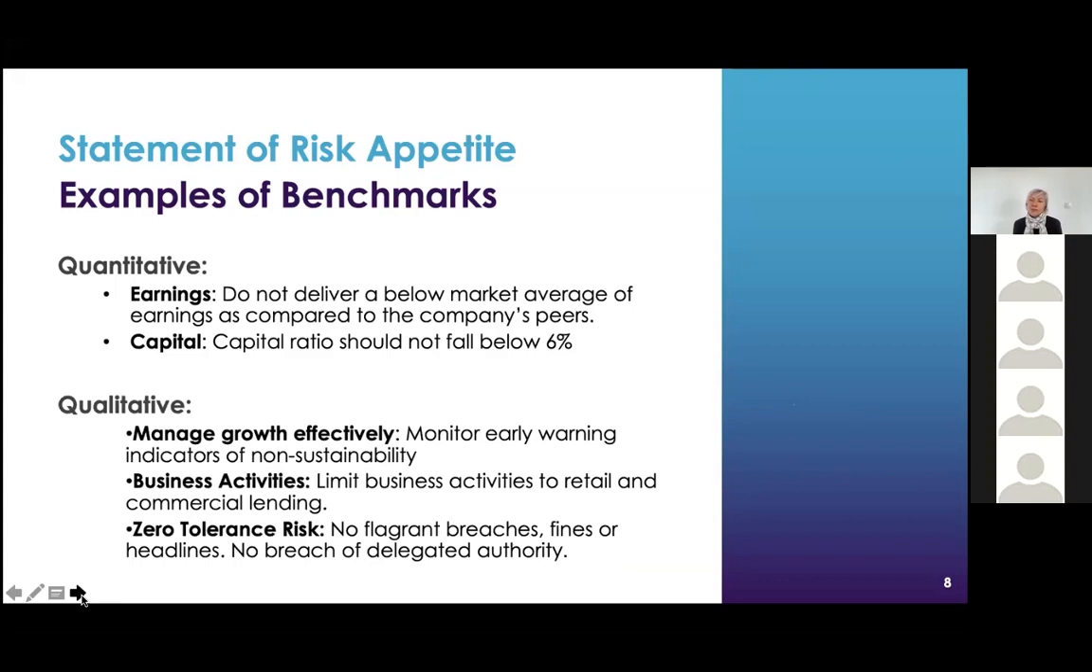Qualitative ones are a bit harder and more difficult to manage. I've seen the board say, we want to manage growth effectively. What they are literally saying to management is, we want you to monitor early warning indicators of non-sustainability, which would probably mean looking at income and losses closely on a monthly basis to see if there are any trends that would mean the institution would fail. It would not sustain.